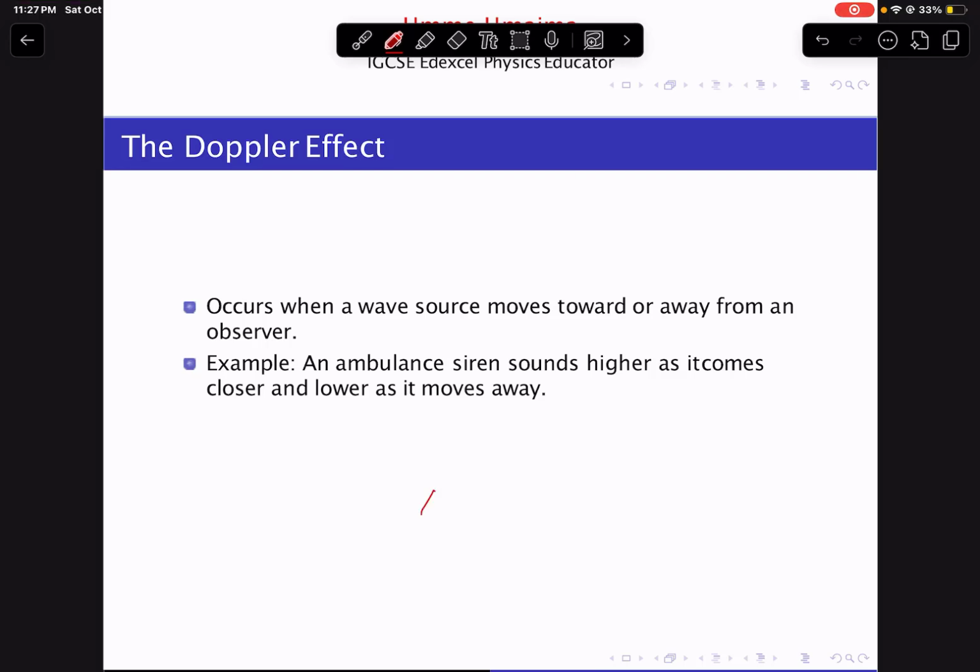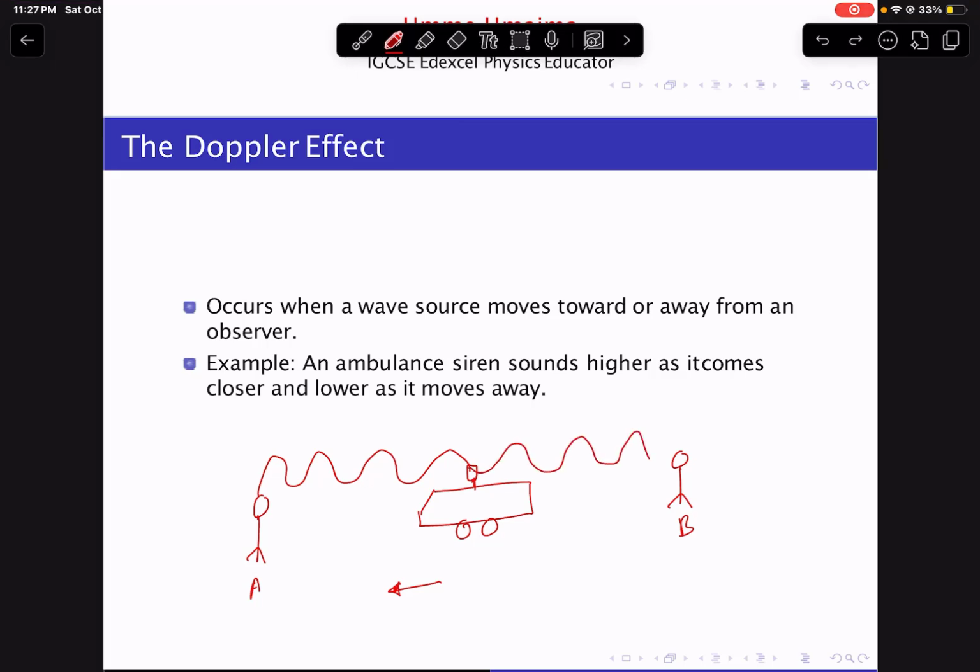For example, say there is a car with a siren on it, and there is an observer. Say this is observer A and this is observer B. Now the car is moving in this direction with the siren. The siren will produce sound waves, so the waves are propagating like this.